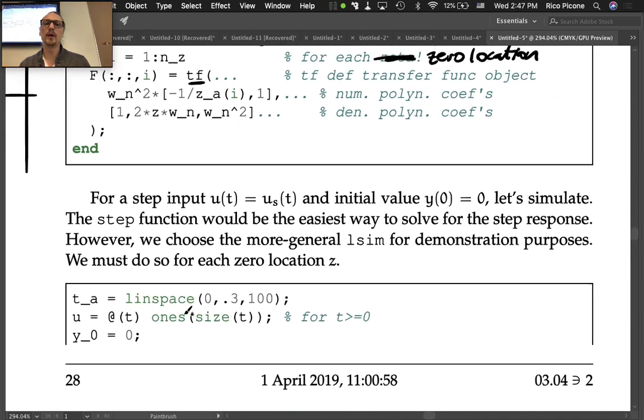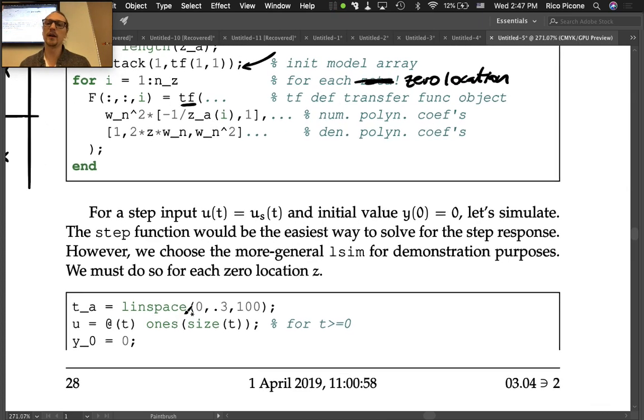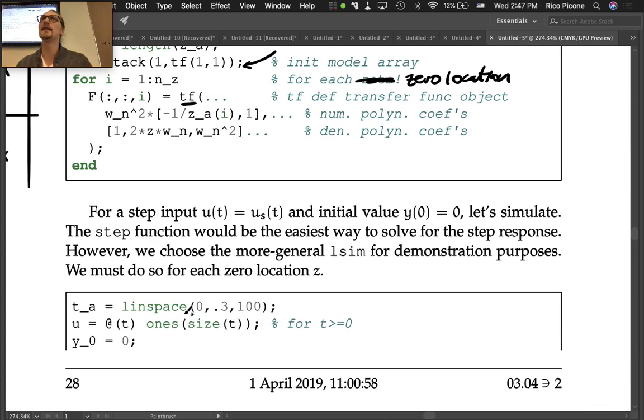For a step input, an initial value of 0, let's simulate, which is the case that we used to characterize the transient response, right? That was under the definition of the transient response performance characteristics, we used this as our situation. Step input and 0 initial conditions. So the step function would be the easiest way to solve for the step response.